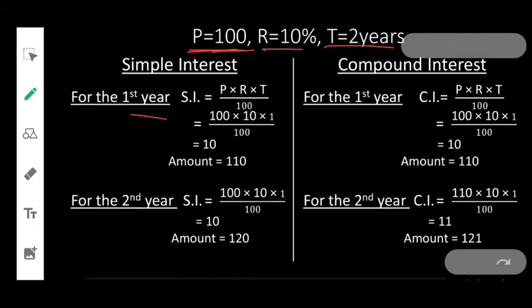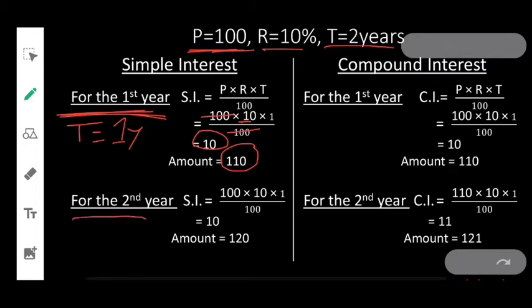For the first year, simple interest is P into R into T by 100. Here we will calculate the interest for each year, that's why time equals 1 year. So P is 100 rupees, R is 10, and time is 1 year. So 100 will be cancelled. Interest for the first year is 10 rupees, and amount will be principal plus interest, that is 100 plus 10, which is 110 rupees. That's the amount.